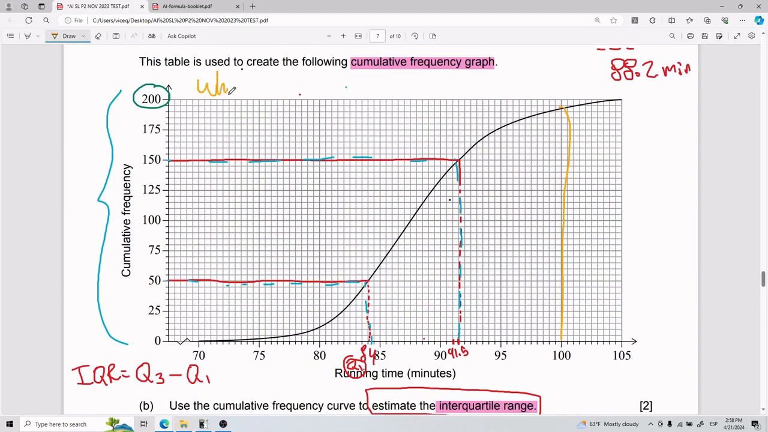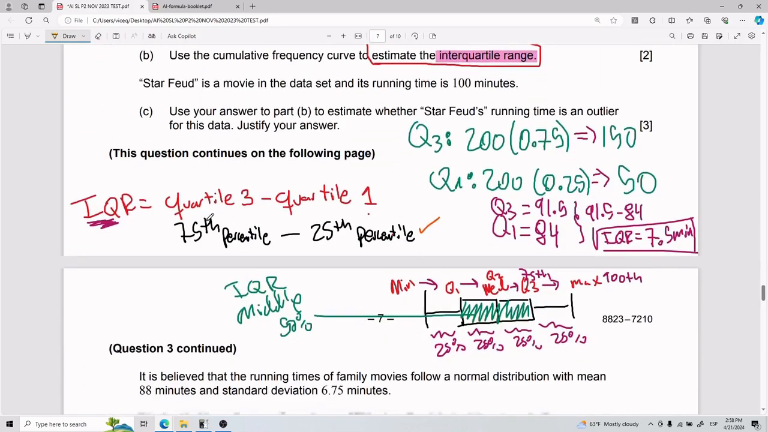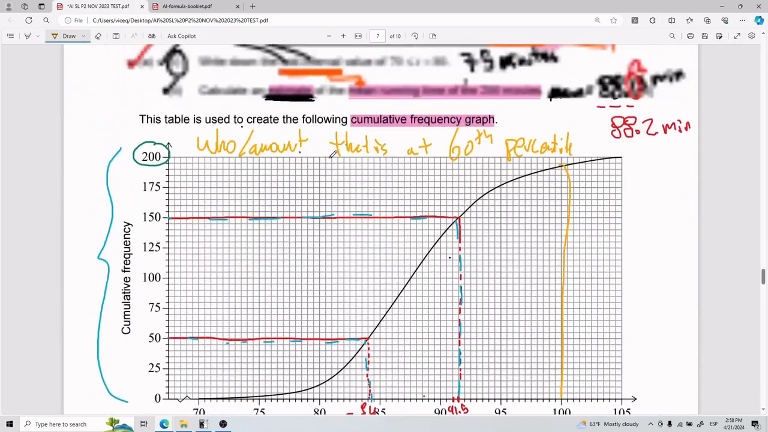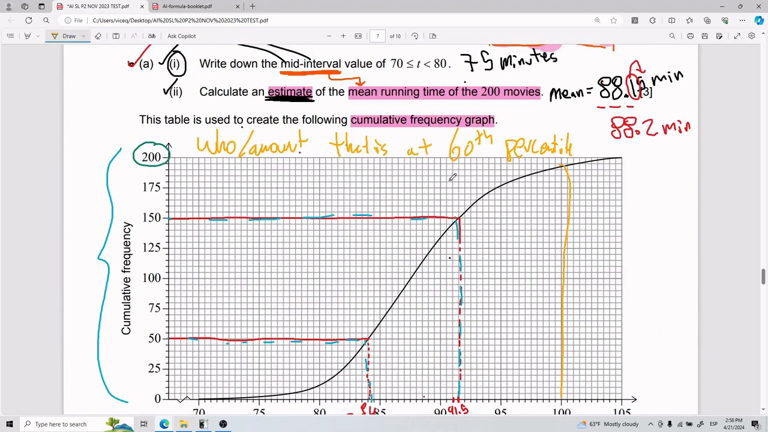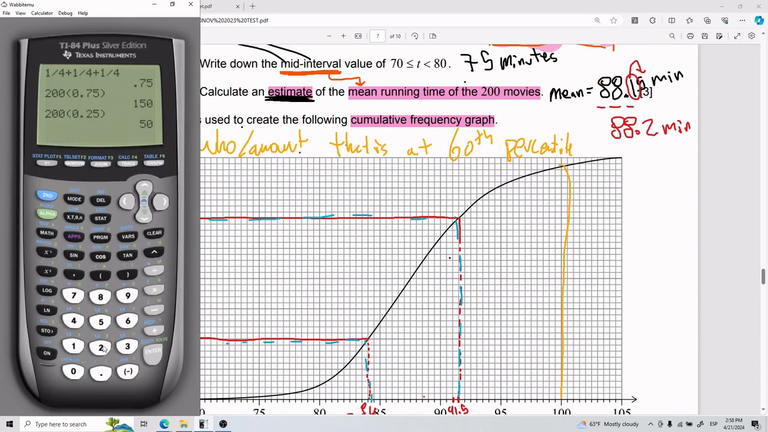So, who or what amount is at the 60th percentile, right? This is another classic. I don't think it shows up on this paper, but I think I should show you anyways. They might ask you who or what amount is at the 60th percentile. So you're going to take your 200, and times it by 0.60 for the 60th percentile. And so 120.